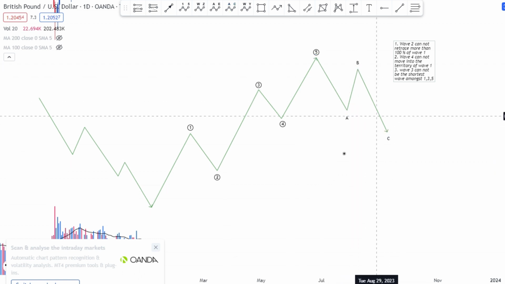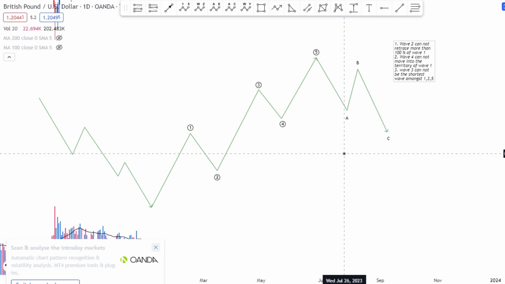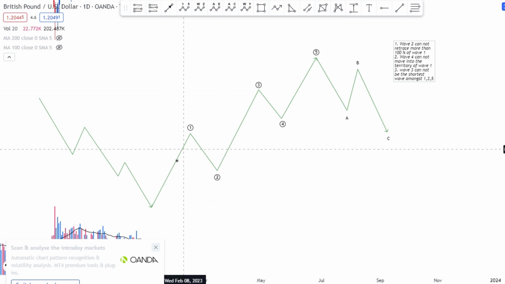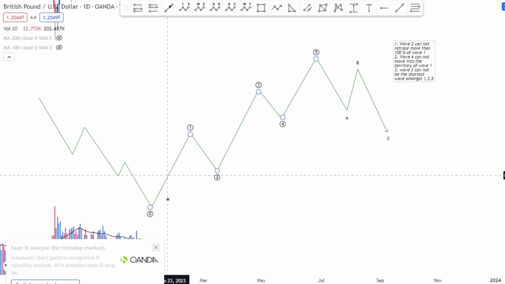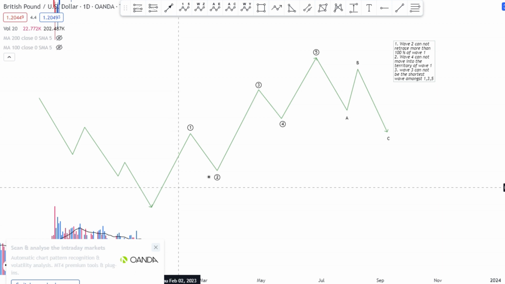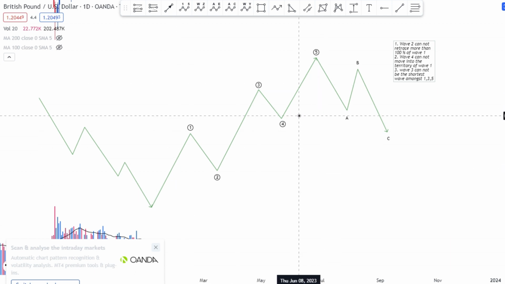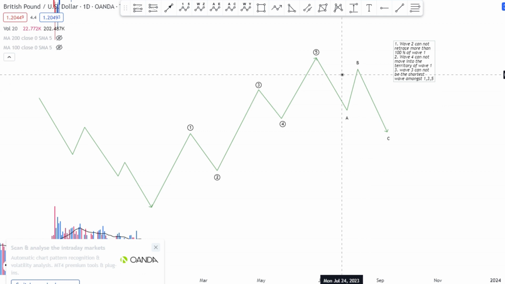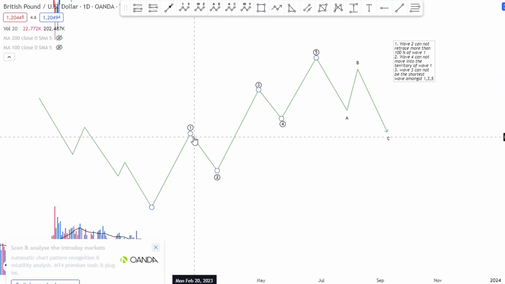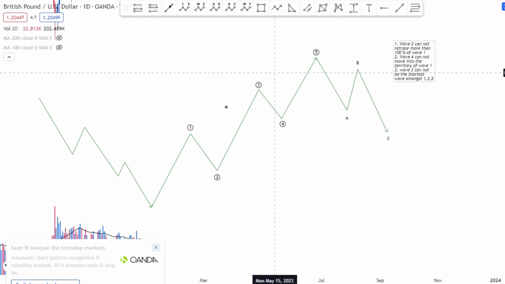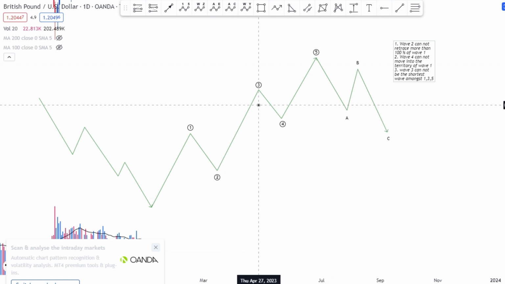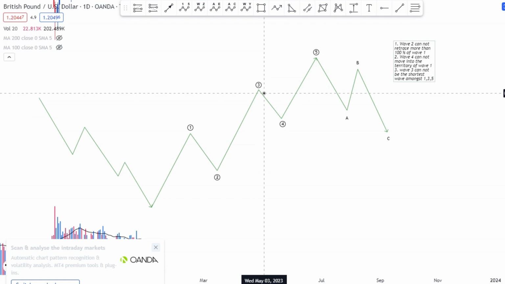A, B, C. So wave A basically is just the same as wave 1 in the beginning of this upward momentum. Then we have wave B, which again is just a copy of wave 2, and then we have wave C, which basically has most of the characteristics of wave 3.